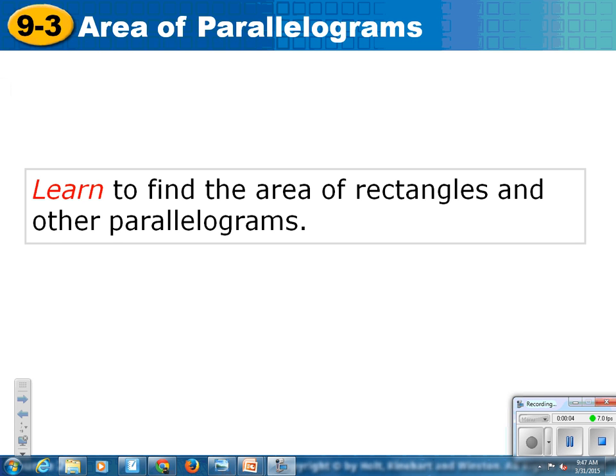We're going to find the area of rectangles and the area of parallelograms. Okay? Remember, a parallelogram is what? We just talked about it. What is a parallelogram, Lacey? Not a shape. Give me the right word. Quadrilateral. A parallelogram is a quadrilateral, meaning a four-sided shape that has two sets of parallel lines.